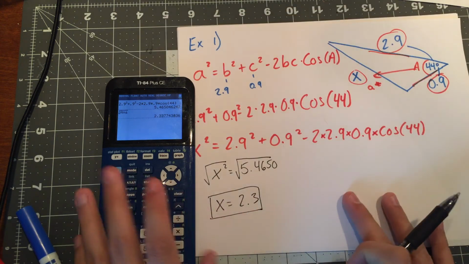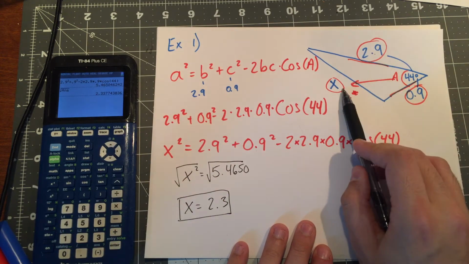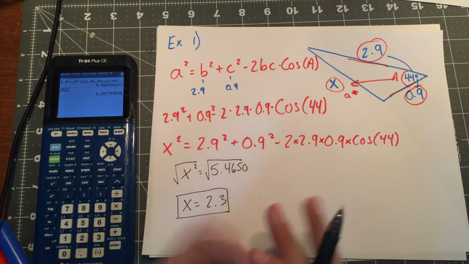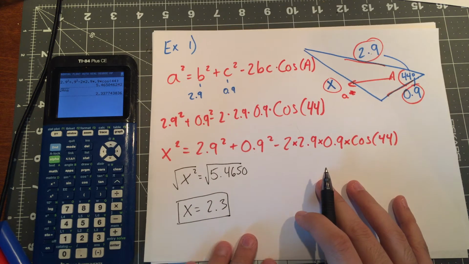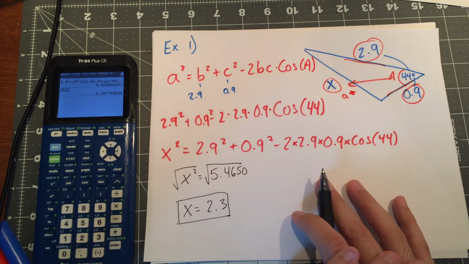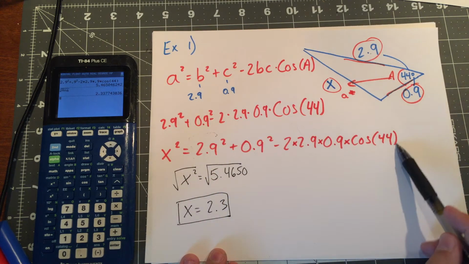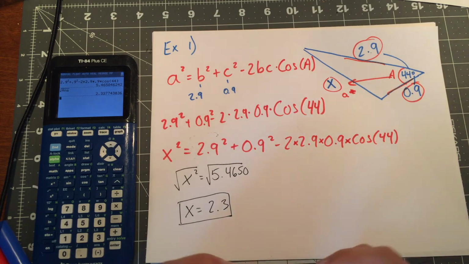Now, does that seem like a reasonable number? We'll come back up here, 2.9, 0.9, 2.3. Yeah, that seems really good. And so that is the law of cosines being put into practice. We have our big long equation. This is the easiest version where we have all of our pieces on this one side. We can kind of clean it up that way.